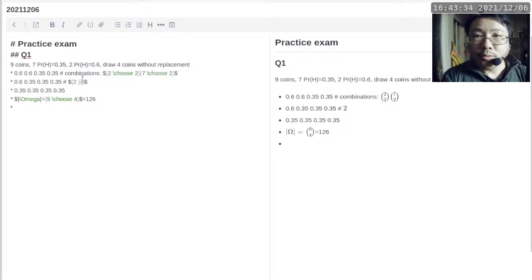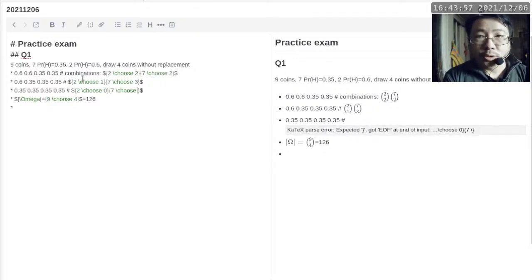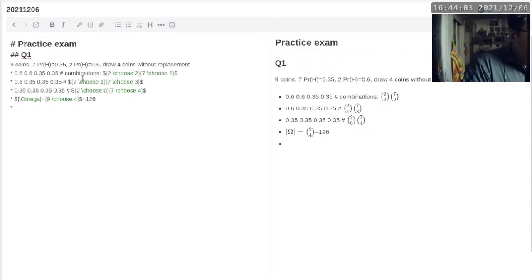So we have 2 choose 1 and then 7 choose 3. And then for the last category, we are looking at 2 choose 0 and 7 choose 4. So 2 choose 0 and then 7 choose 4. There we go. Yes, 7 is coming from, we have a total of 7 coins that have a probability of landing on the head at 0.35.